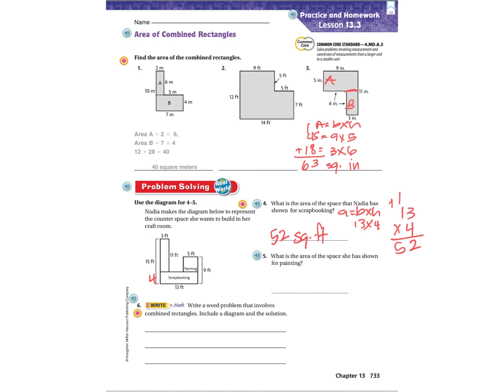Well done. Okay, and then you're going to do the same thing for number 5, but just for the painting section. So the whole side is 9, but we don't need the whole side. Then, sorry, for number 6, it says write any word problem that involves combined rectangles. Include a diagram and the solution. So it can be anything, any room in your house, your yard, anything where you're going to have more than one rectangle that you're going to find the area for. Okay? Ready and go.